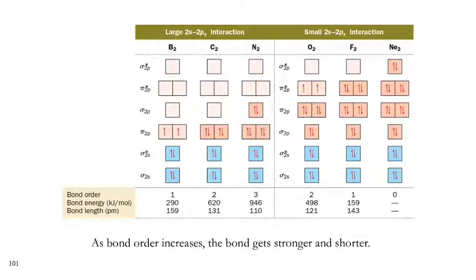Now we said earlier that as the bond order gets larger, the bond gets stronger. And we can measure that as a bond energy or as a bond length. A higher bond energy is stronger. A stronger bond is closer together. The bond length is shorter. So here we see from boron to carbon, the bond energy increasing from 290 kilojoules per mole to 620 kilojoules per mole. And the bond length is decreasing from 159 picometers to 131 picometers.